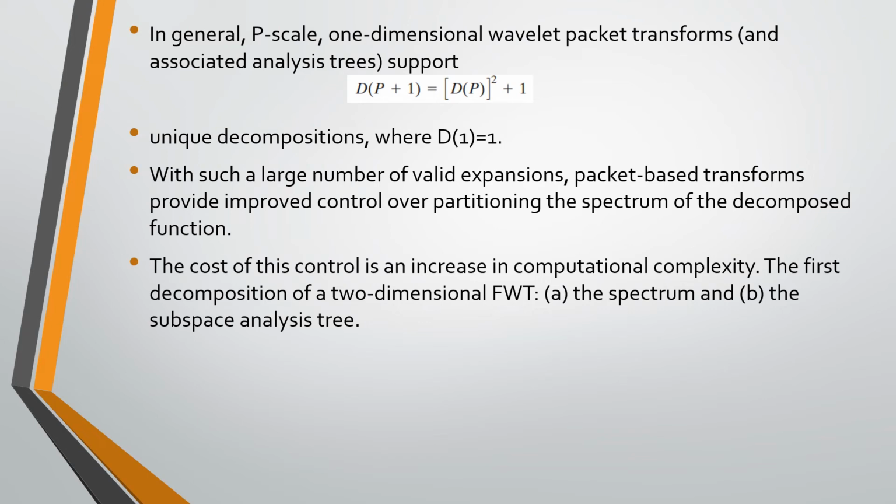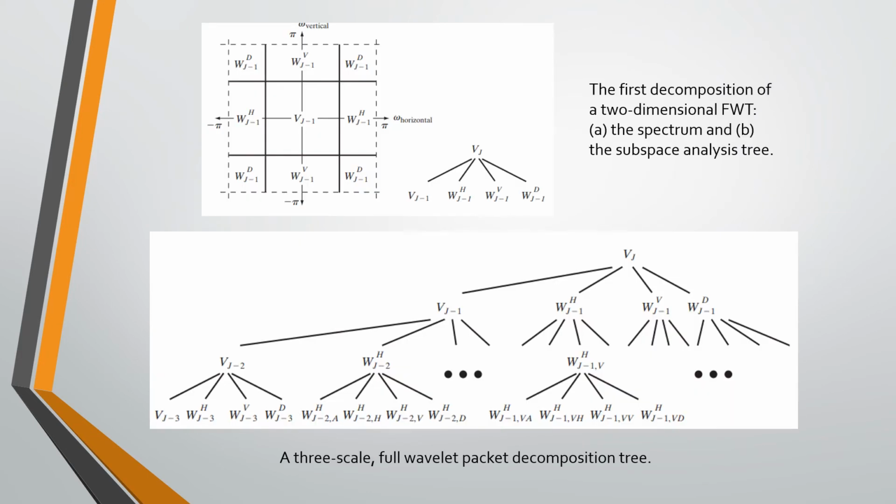The first decomposition of the two-dimensional FWT is the spectrum or the subspace analysis tree. This shows the first decomposition of the two-dimensional tree, with the horizontal axis showing angular frequency and the vertical axis showing omega from pi to minus pi. In the horizontal axis we show minus pi to pi, which shows the spectrum and the variations that occur from minus pi to pi.